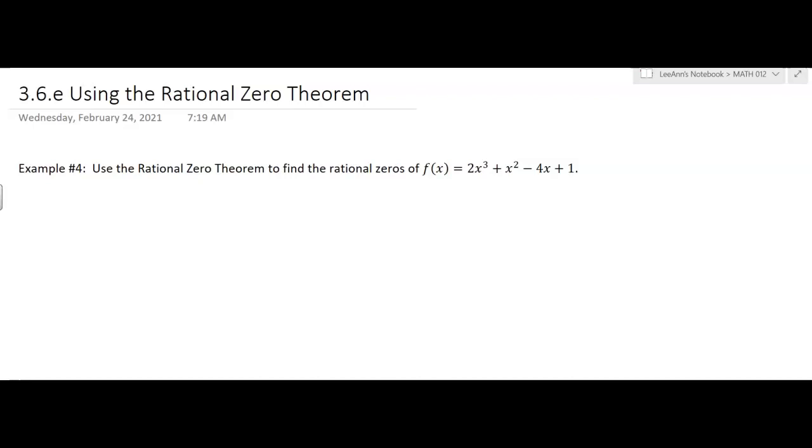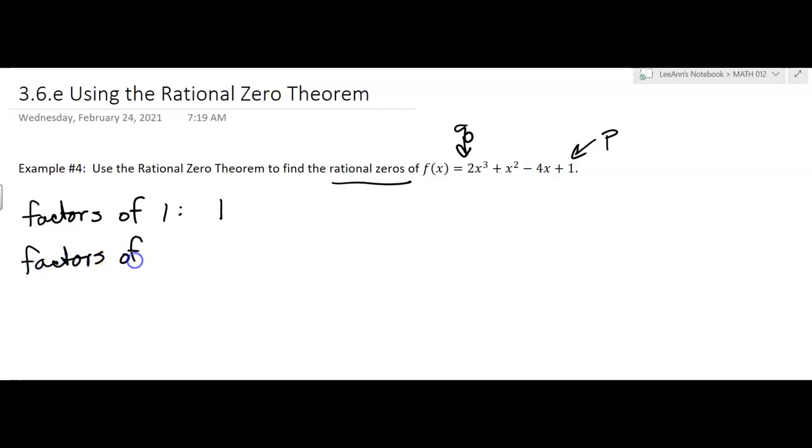Okay, so we're going to use the rational zero theorem to find the rational zeros of this function. So I look at this last number, the constant, to find my factors of it for p. So the factors of 1 are 1, just 1. Okay, and then I find the factors of q, or the 2. So the factors of 2, which I could have 1 or I could have 2.